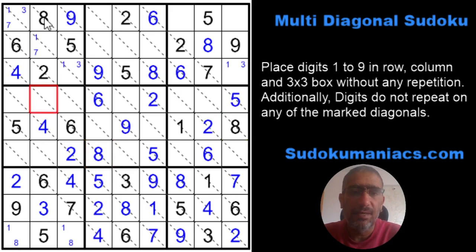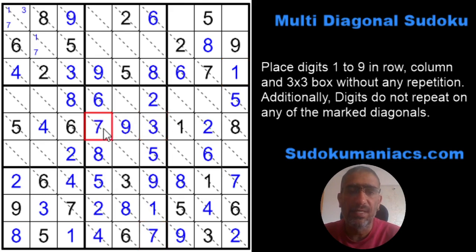8 cannot be here because of this. So these are the two places. But row 4, column 1 is on the diagonal, which already has an 8. So this has to be an 8, which makes this a 1 and an 8. And with the 1 here, this is obviously a 3 and a 1. Now the missing two digits in row 5 are 3 and 7. But we already have a 7 in column 6. So this has to be a 3 with a 7.